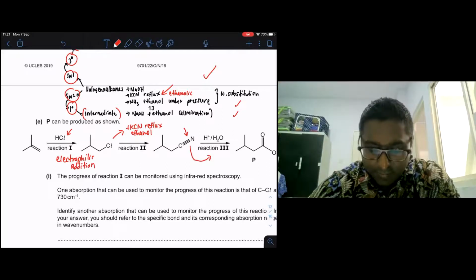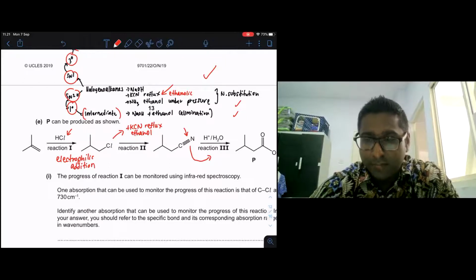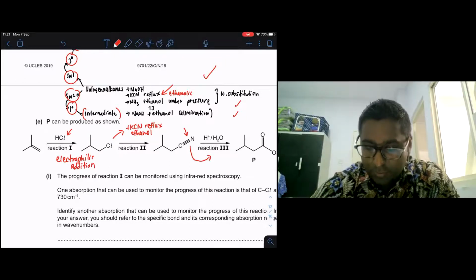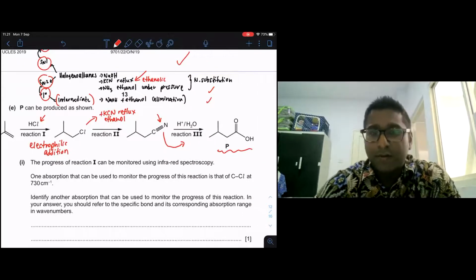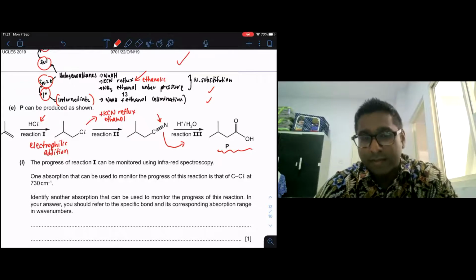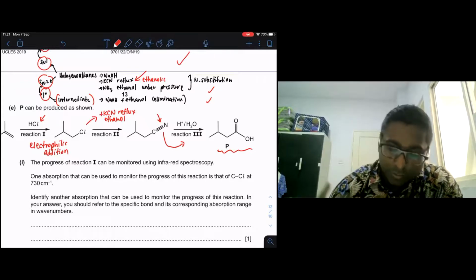This nitrile can undergo hydrolysis, and once they undergo hydrolysis, they can change into carboxylic acid. So that is also one of the reactions to produce carboxylic acid. Please go through all this.